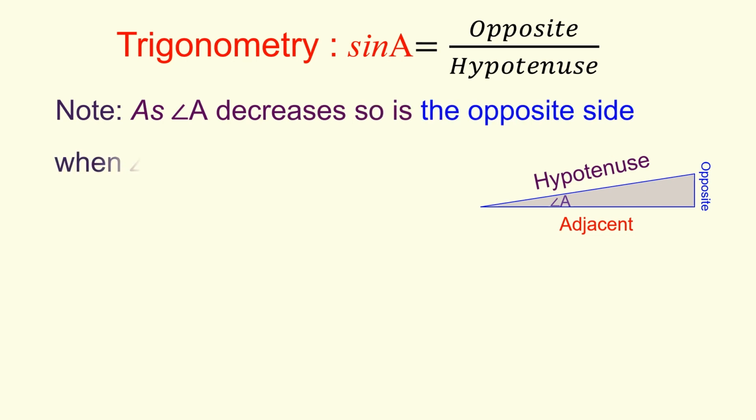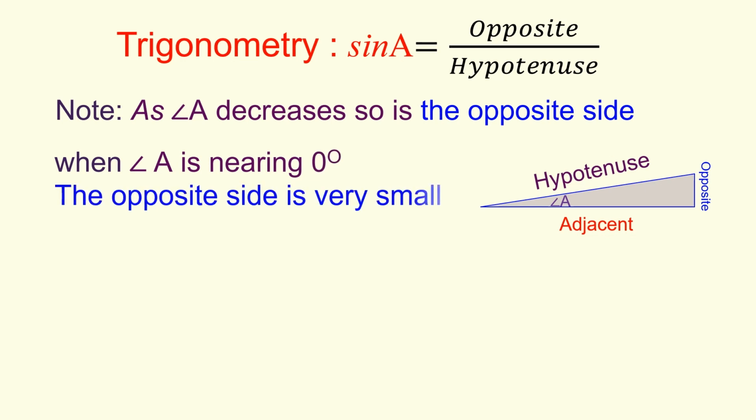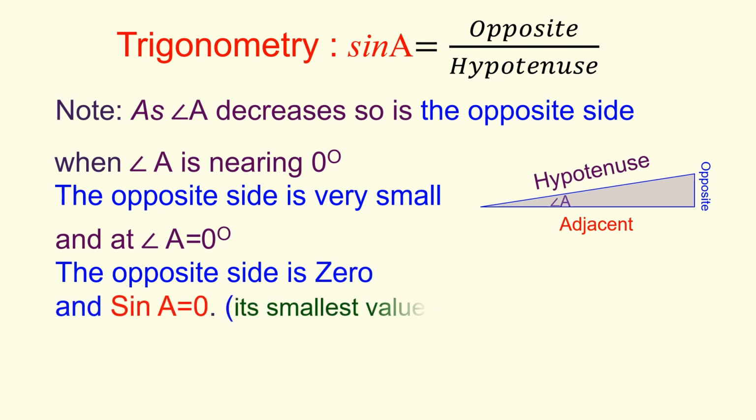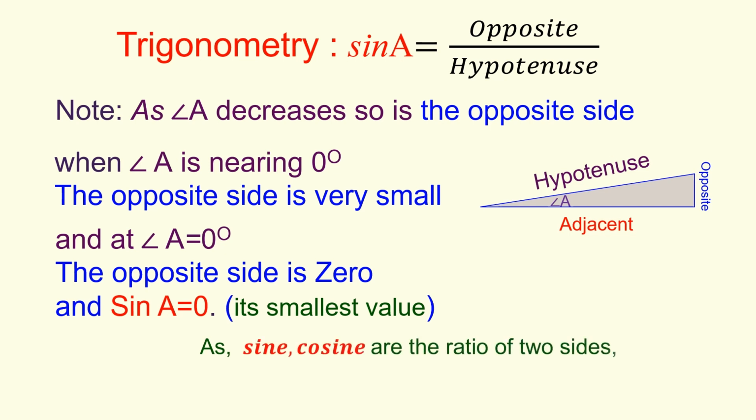Note, as angle A decreases, so does the opposite side. When angle A is nearing 0, the opposite side is very small. When angle A equals 0, the opposite will be 0, and sine of angle A is 0. Note, as sine and cosine are the ratio of two sides, there is no unit attached to them.